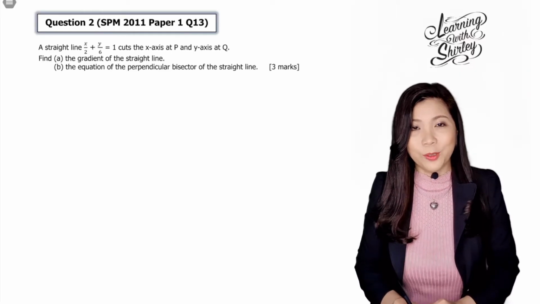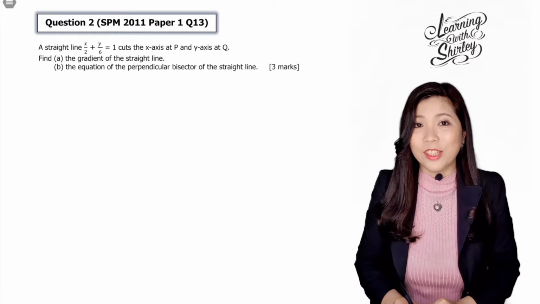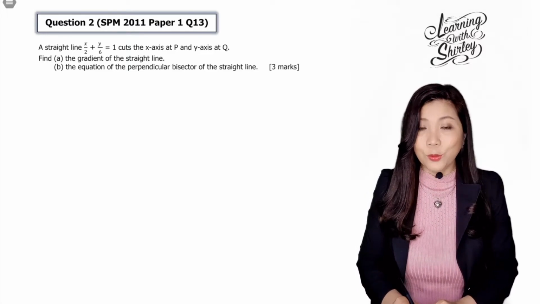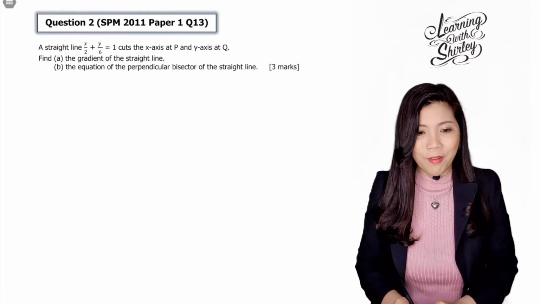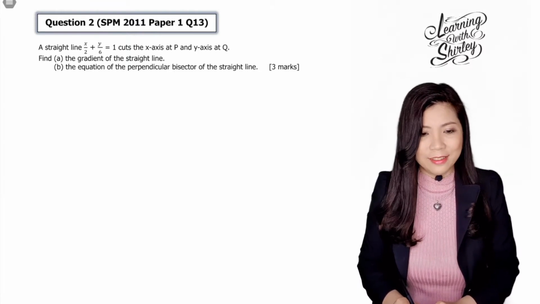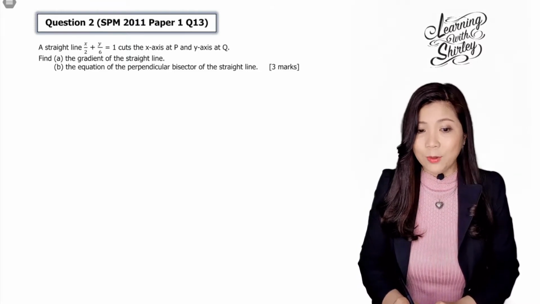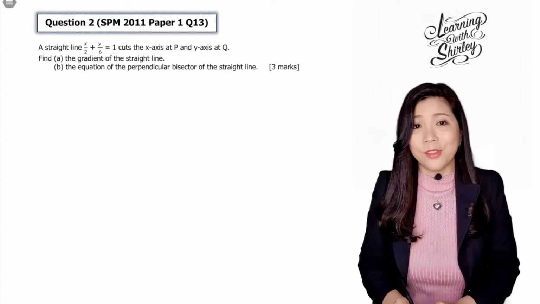Let's look at question number 2. This is SPM 2011, question 13. A straight line x over 2 plus y over 6 equals 1 cuts the x-axis at P and y-axis at Q. Find A, the gradient of the straight line, and B, the equation of the perpendicular bisector of the straight line. This is 3 marks.